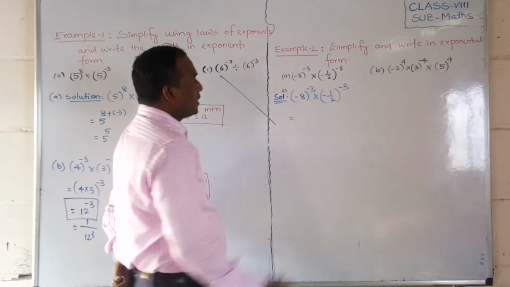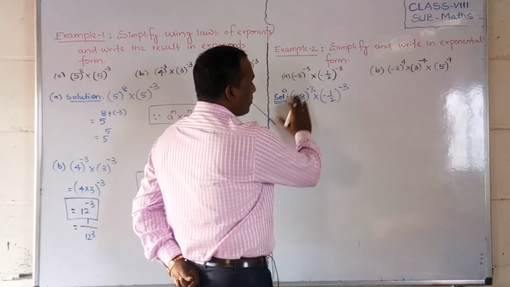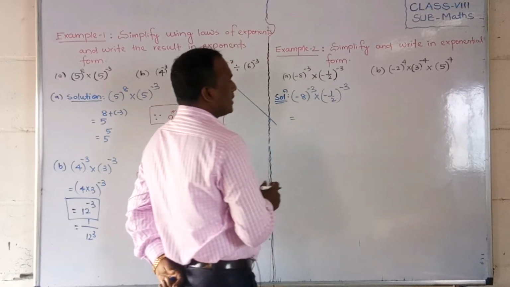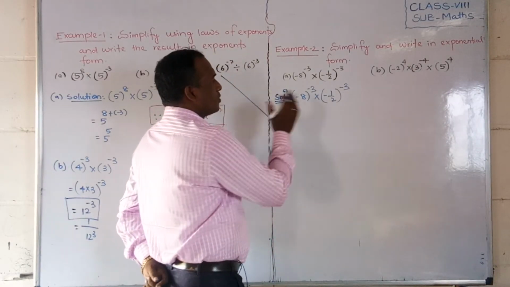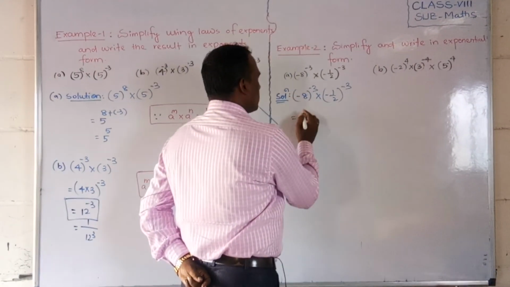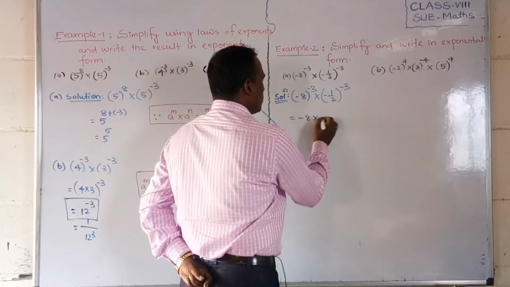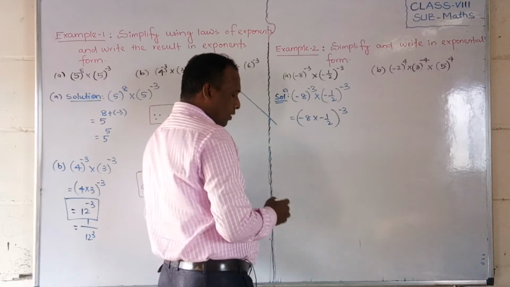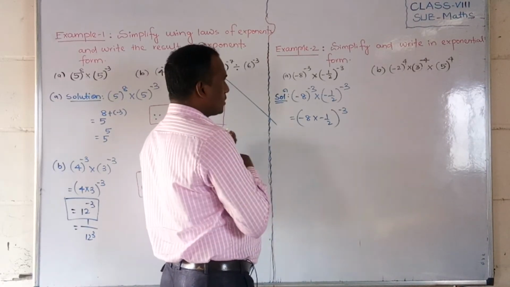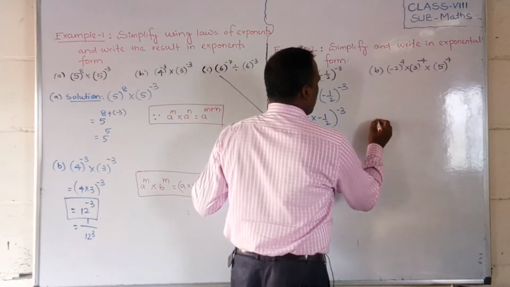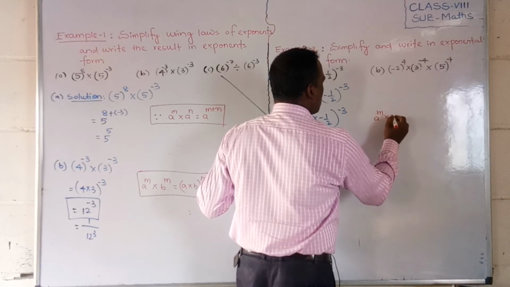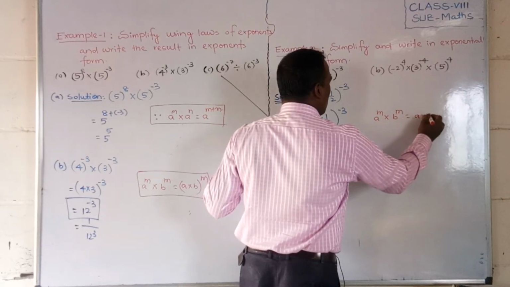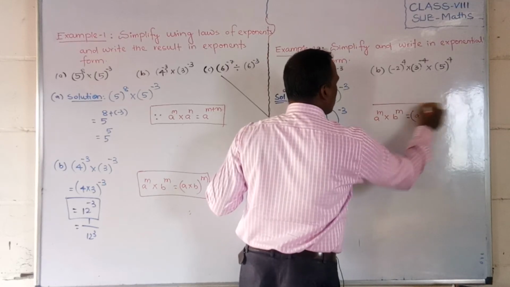Look at it, students. First of all you have to observe what it is. Here there is minus 3, and here also minus 3. So what do you have to do? It means you have to multiply both. So first of all, minus 8 into minus 1 by 2 whole power minus 3. Which formula are we using? We are using this formula: a to the power m into b to the power m is equal to ab whole power m.